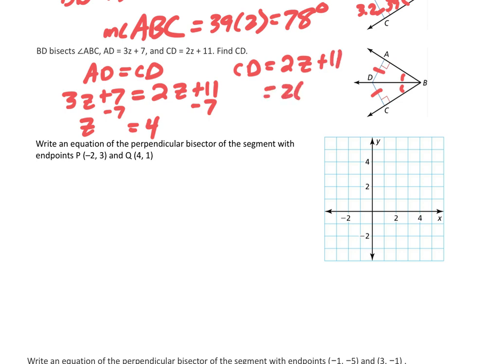And we're going to take 4, and we're going to plug it in for Z. 2 times 4 plus 11 would be 19.